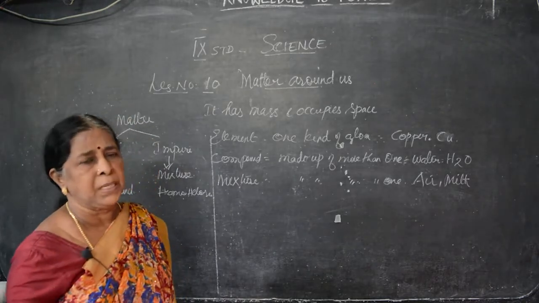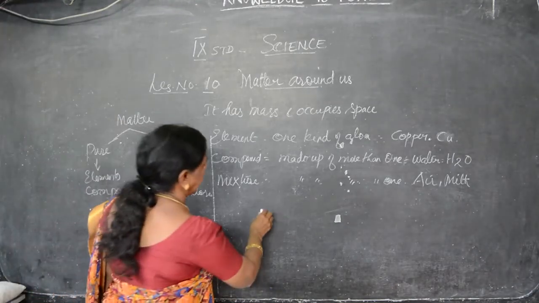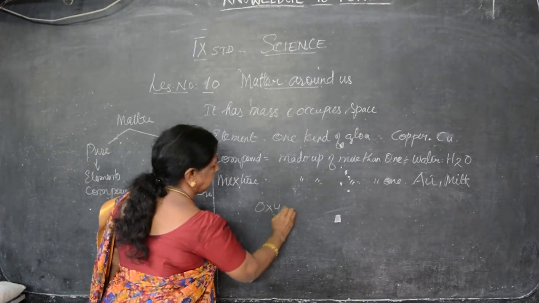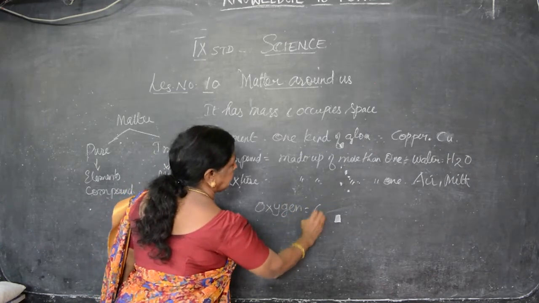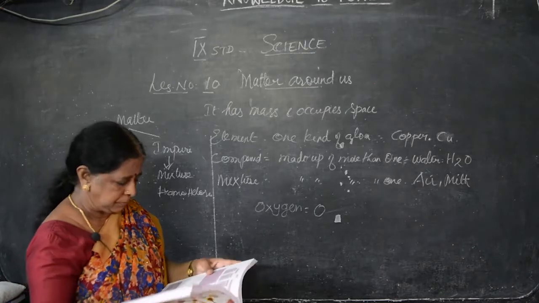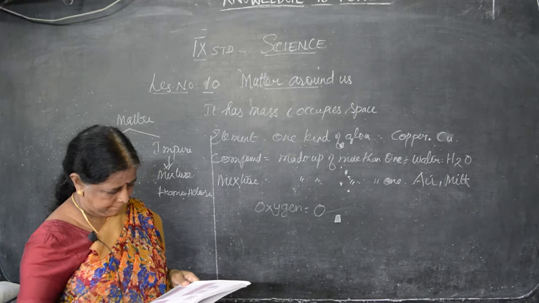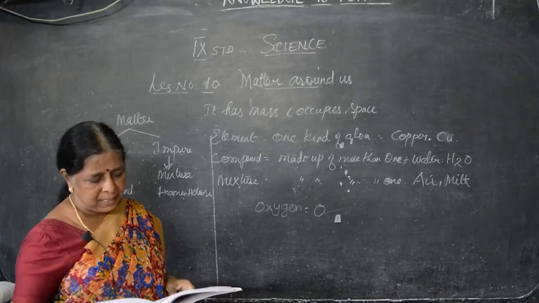Every element has a name and is represented by a symbol. For example, oxygen is an element, and O is the symbol of the element. Totally 118 elements are there.